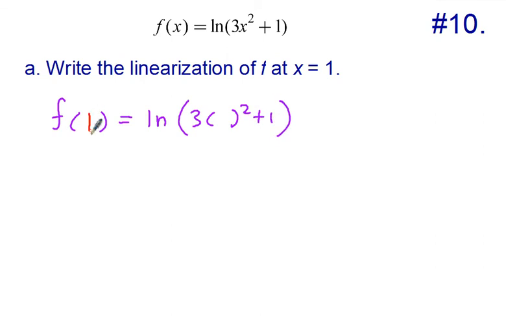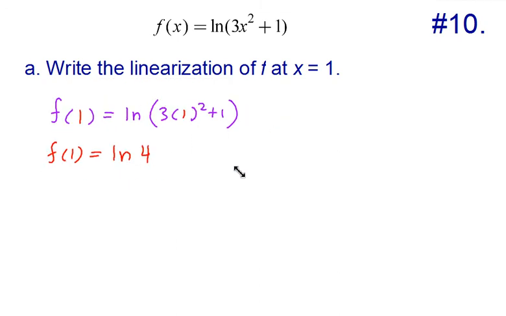Okay, when we replace x with 1, we get 3 times 1 squared, which is 3, plus 1, which is 4. So f of 1 is the logarithm of 4. Okay, next let's calculate the derivative and then plug in 1 for x.